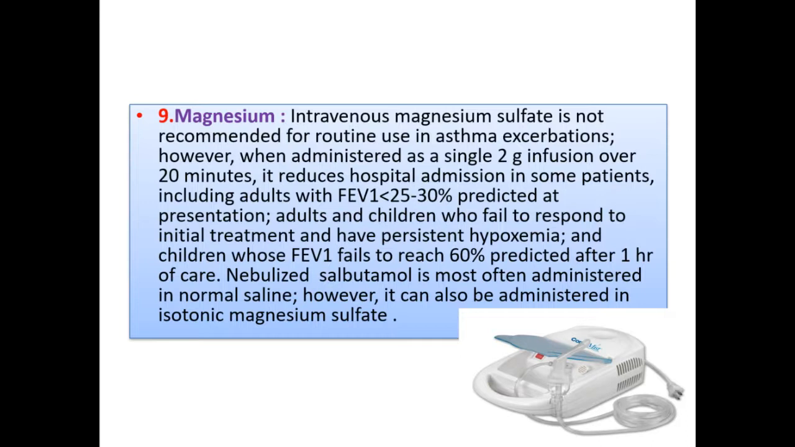9. Magnesium. Intravenous magnesium sulfate is not recommended for routine use in asthma exacerbations. However, when administered as a single 2 gram infusion over 20 minutes, it reduces hospital admission in some patients, including adults with FEV1 25-30% predicted at presentation, adults and children who fail to respond to initial treatment and have persistent hypoxemia, and children whose FEV1 fails to reach 60% predicted after 1 hour of care.